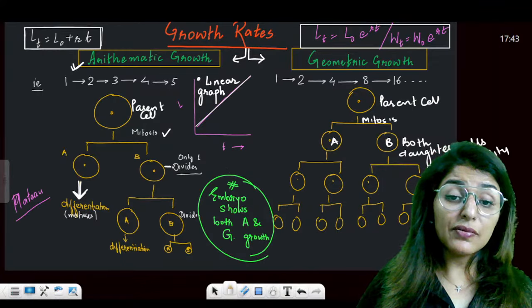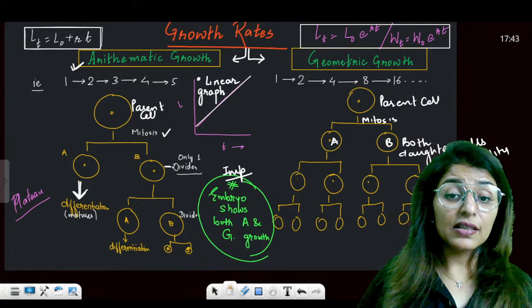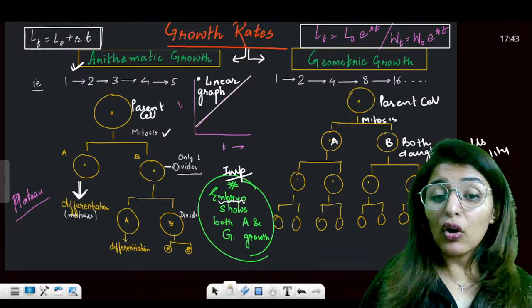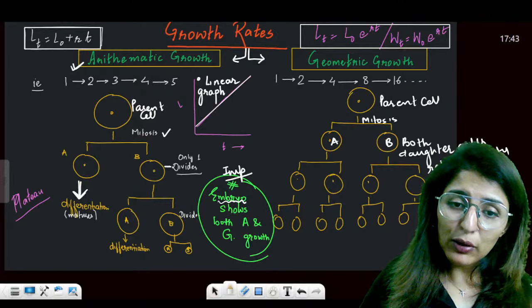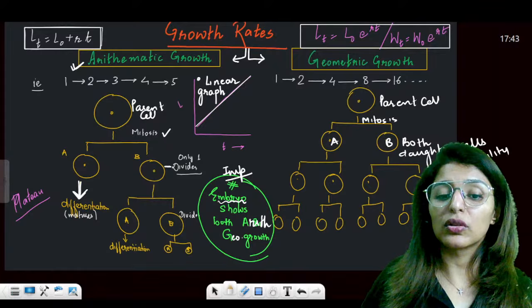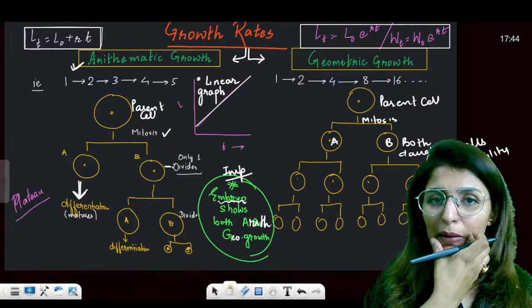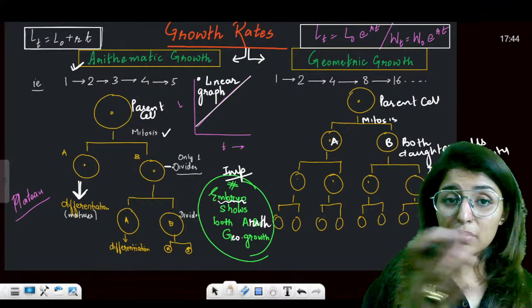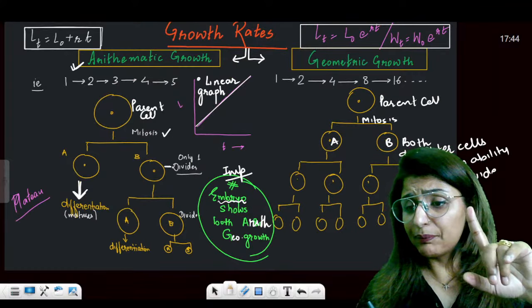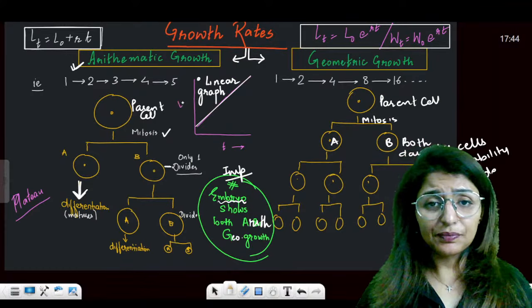So embryos. This is very, very important. I've already discussed this in NCERT reading also. What kind of growth is shown by embryos? Embryo shows both arithmetic as well as geometric growth. So at different stages of embryonic development, different types of growth are visible. Please let me know that these points are very clear.